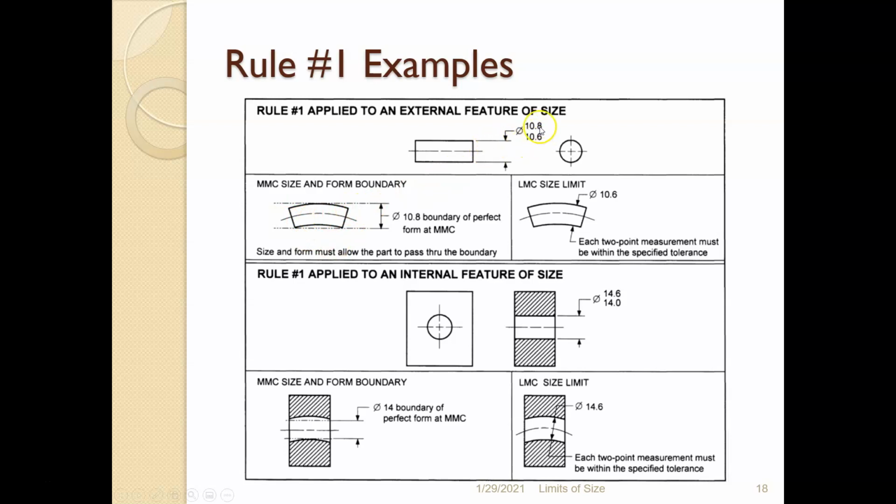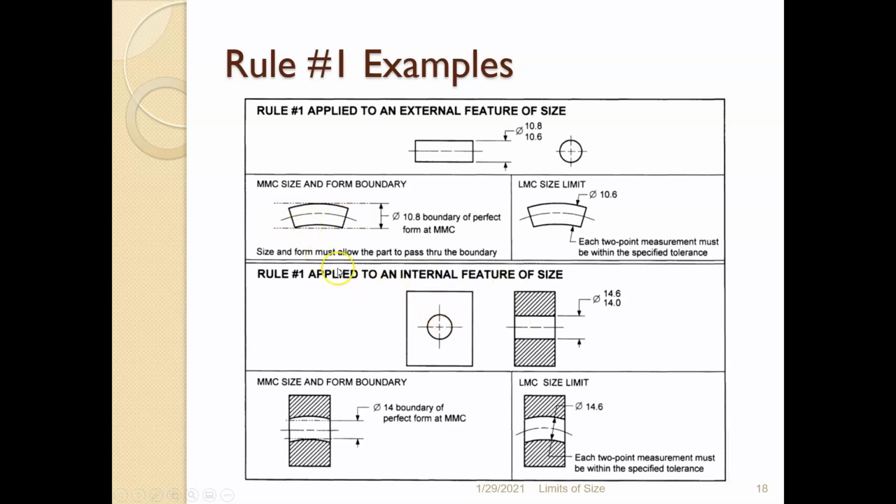As the pin deviates from its MMC size, that is, as it gets, in this case, smaller, as it gets to 10.7 and then 10.6, it could possibly bend and still get through that hole. Right? So if we make the pin at 10.6, it can bend the most, right? It could be out of perfect form through this bending and still fit through the hole.